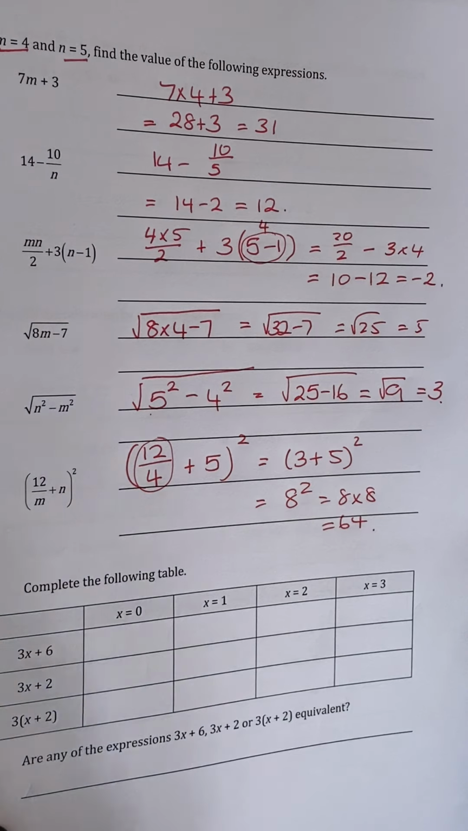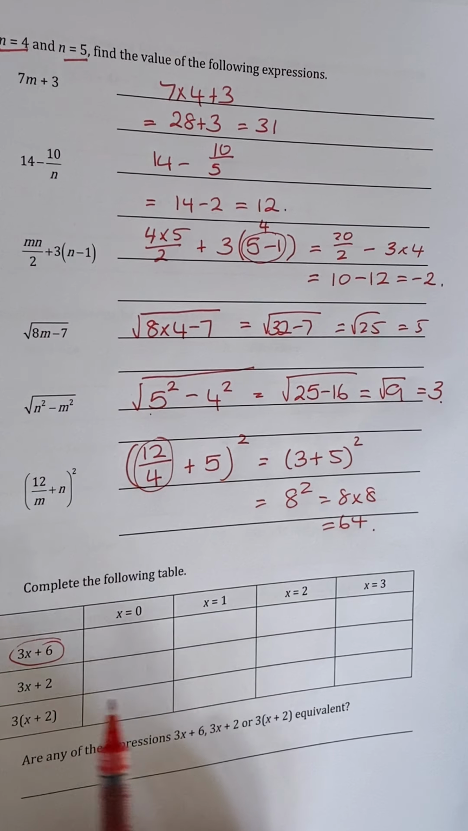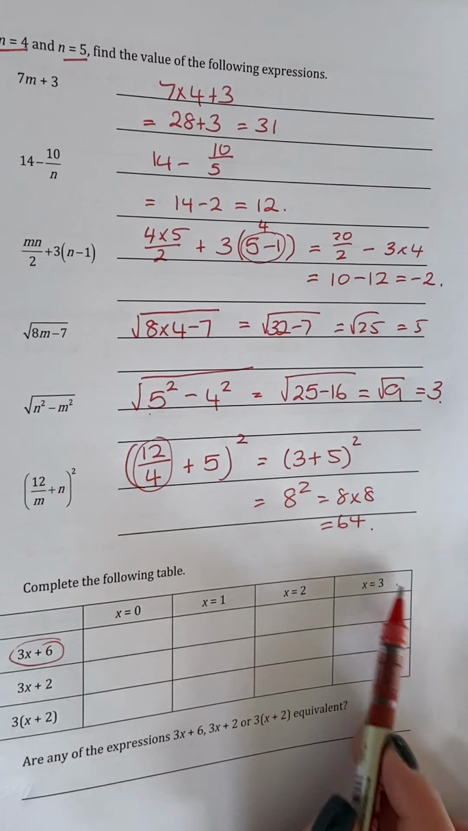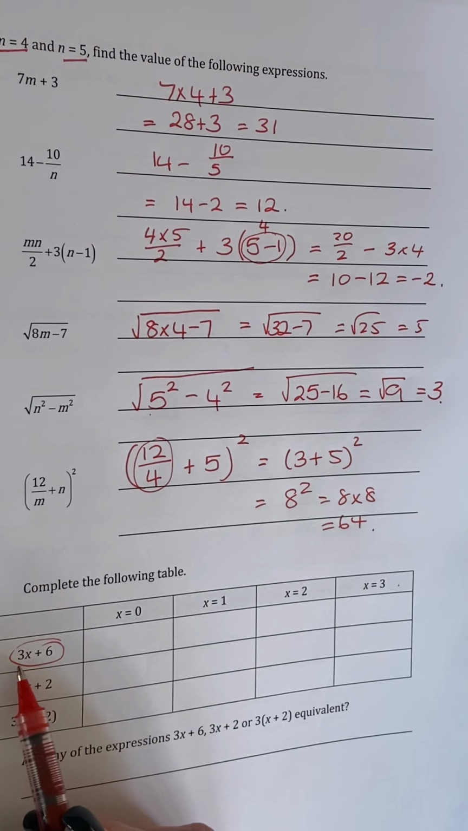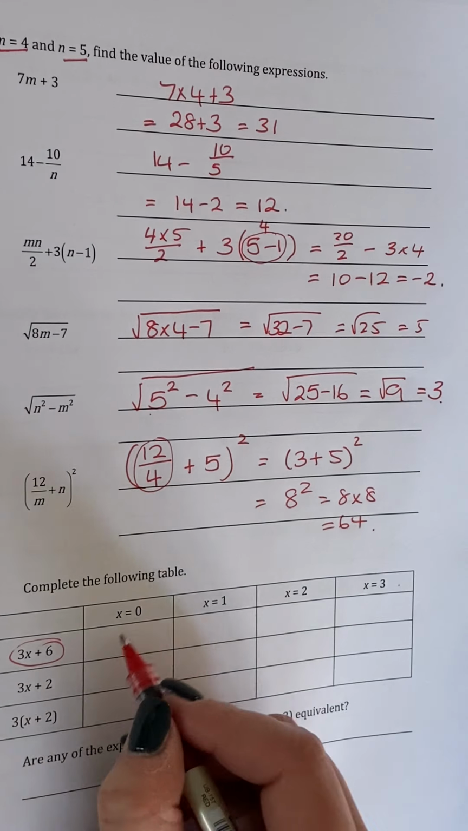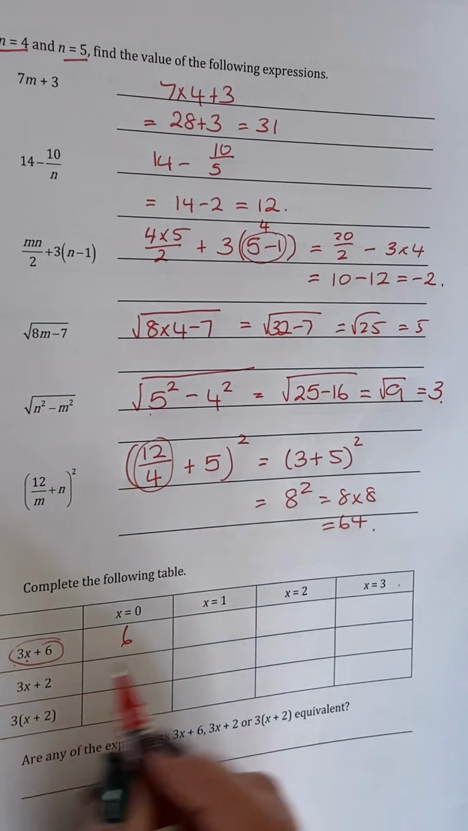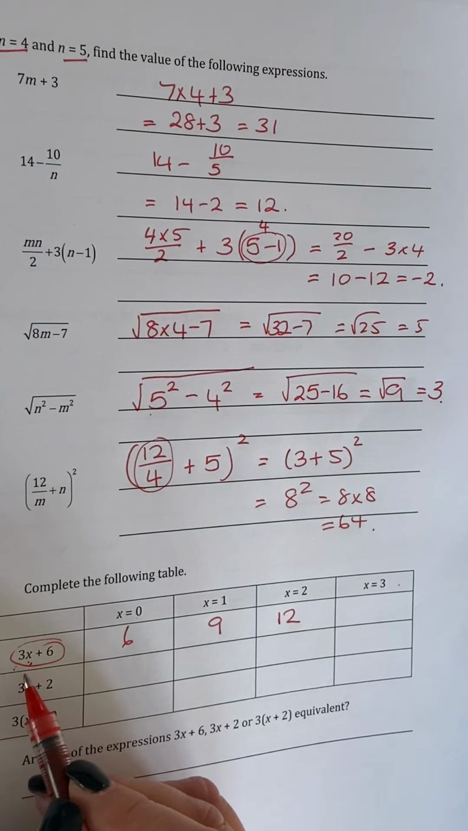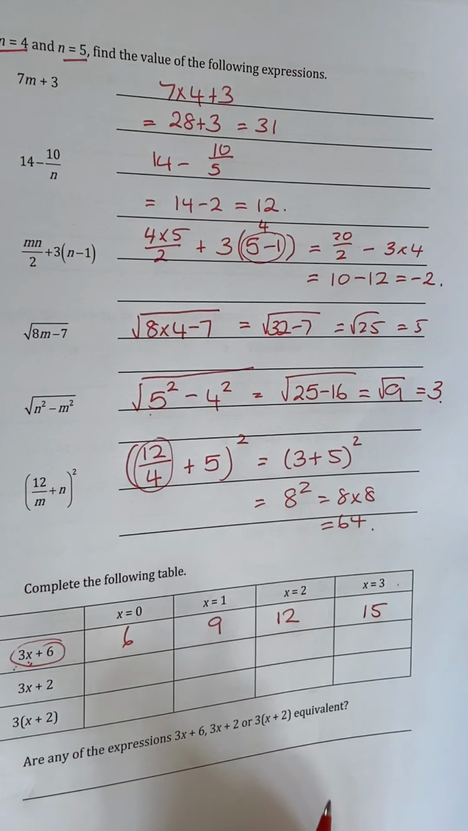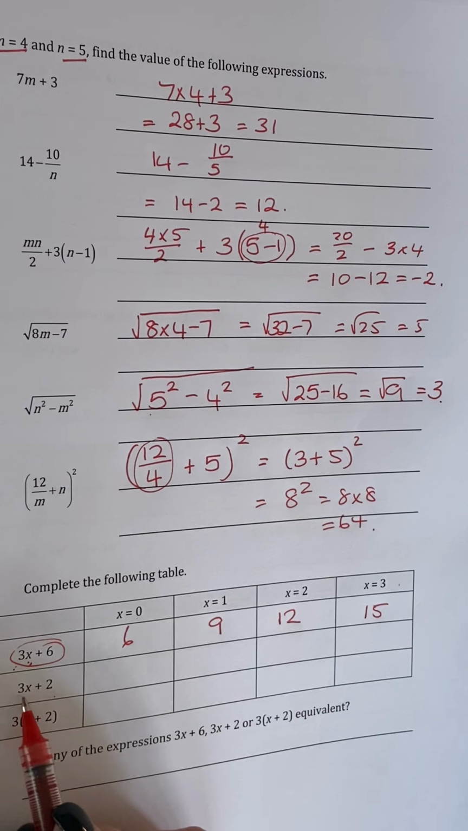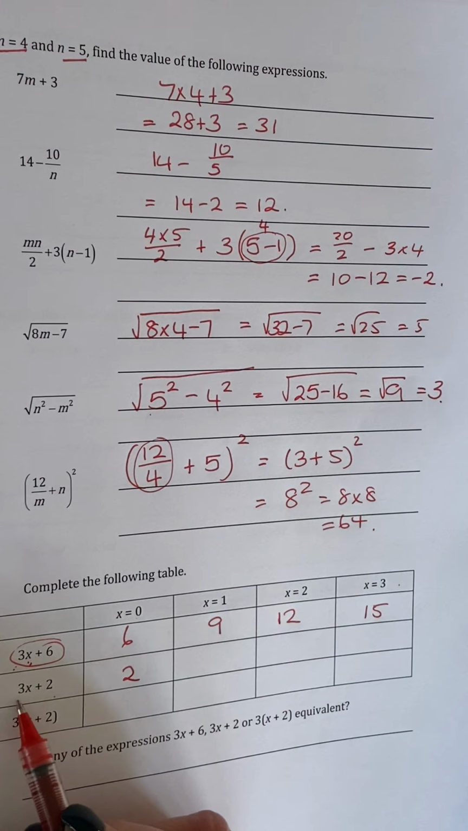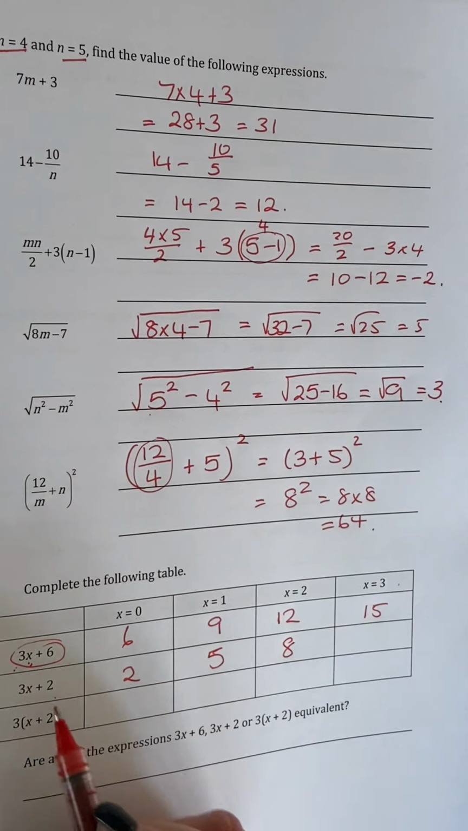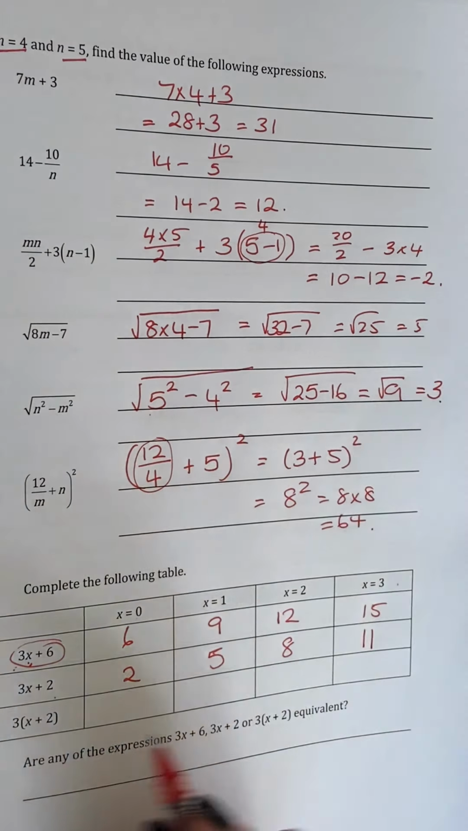Complete the following table. So 3x plus 6, we're going to do that for x equals 0, x equals 1, x equals 2, and x equals 3. So 3x plus 6 is 3 times 0 plus 6, 3 times 1 plus 6, 3 times 2 plus 6, 3 times 3 plus 6. 3x plus 2, so it'll be 3 times 0 plus 2, 3 times 1 plus 2, 3 times 2 plus 2, 3 times 3 plus 2.